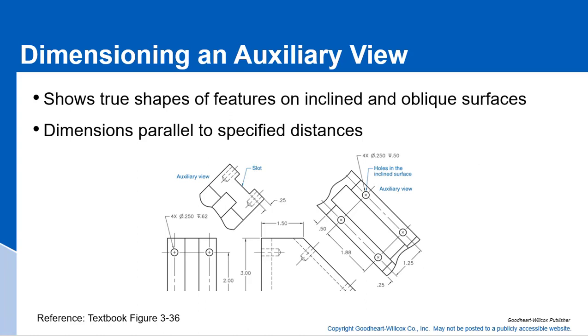This slide talks about auxiliary views, and you use auxiliary views so you can show the true shape of features on inclined or oblique surfaces. In this case we have an angled surface right here, and we want to look at what the dimensions are of everything on that face. We take an auxiliary view that shows us that face in the inclined view.